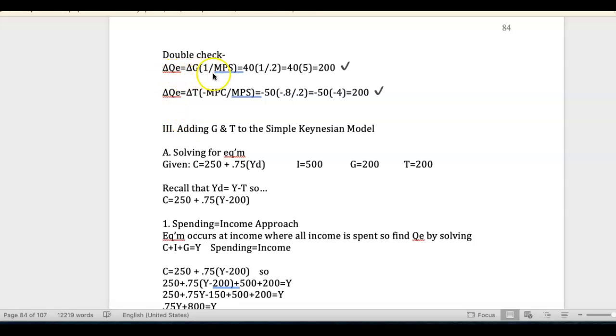here we have our equation. If we fill in all the blanks, it leads to 200, right? So this is the initial thing that we solved. $40 billion increase in spending, subject to the spending multiplier. 40 times 5 is 200. Or the tax multiplier. So again, here we figured out a negative $50 billion in taxes times the tax multiplier, 200. All right?